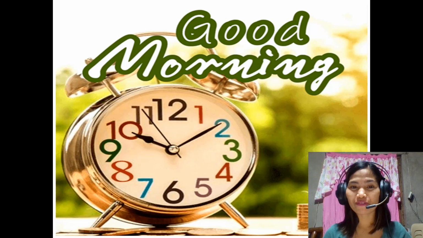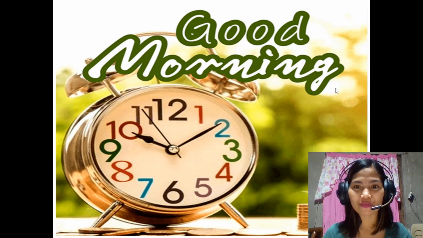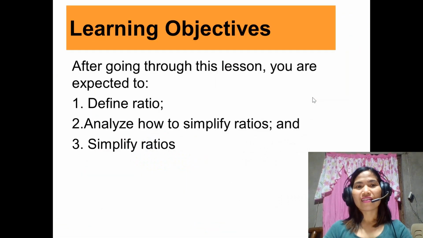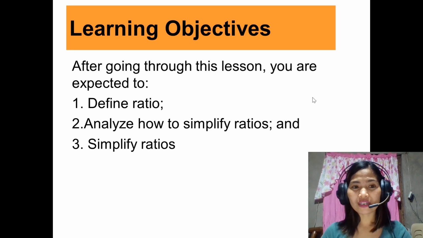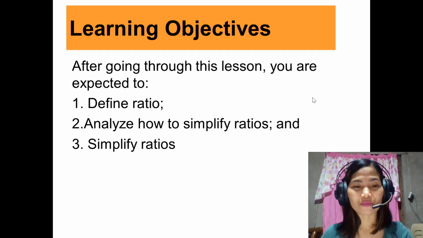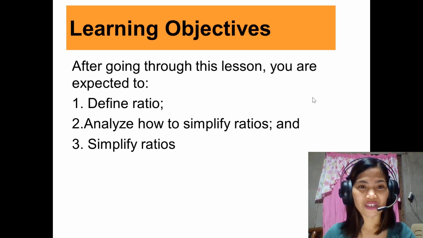I hope you're doing fine because for today's lesson we have ratios. This morning we have learning objectives. Number one, define ratio. Number two, analyze how to simplify ratios. And number three, simplify ratios.